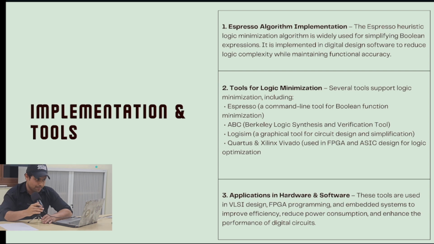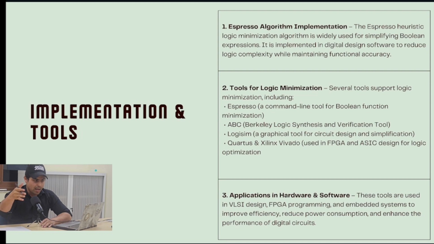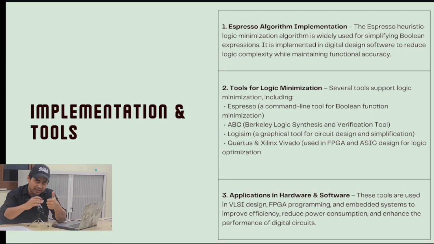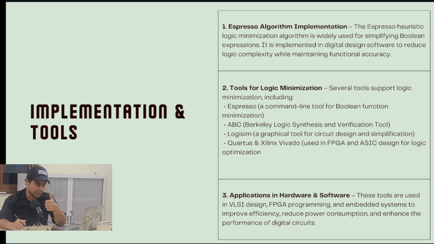What it wants to say is that if you are talking about artificial intelligence, that means you are talking about hardware and software. The software that you have built has to be embedded on the hardware, and that is about how the hardware uses it. So it is implemented in digital design software to reduce the complexity of whatever logic you have built, while maintaining the functional accuracy. Whatever functions you have made and whatever functionality you have provided, it keeps in mind to maintain the function accuracy.